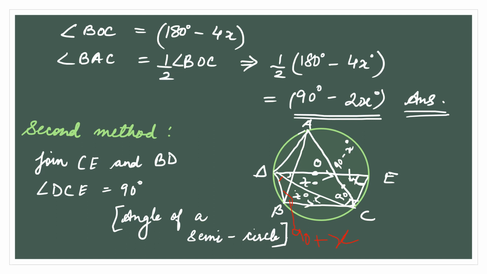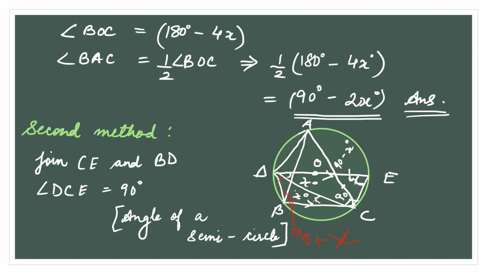Then what about this angle, children? It is by the same segment BC. This BC segment subtends an angle at the circumference D and at the circumference at point A. So BDC is equal to BAC is equal to 90 minus 2x degree. Okay. So let's see how it has been solved. Understood, children?